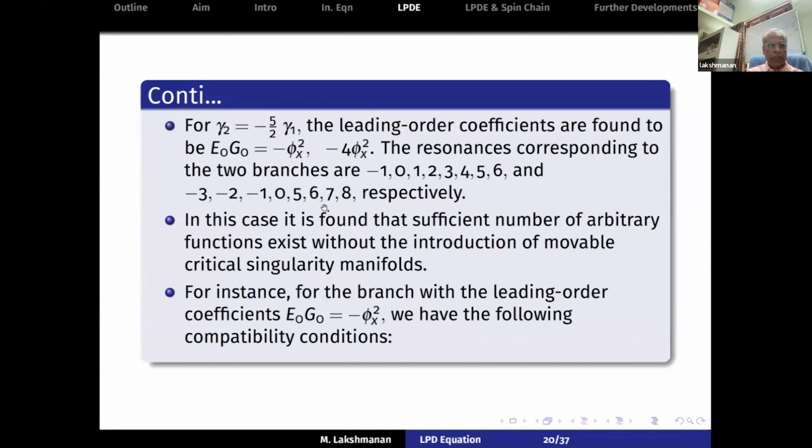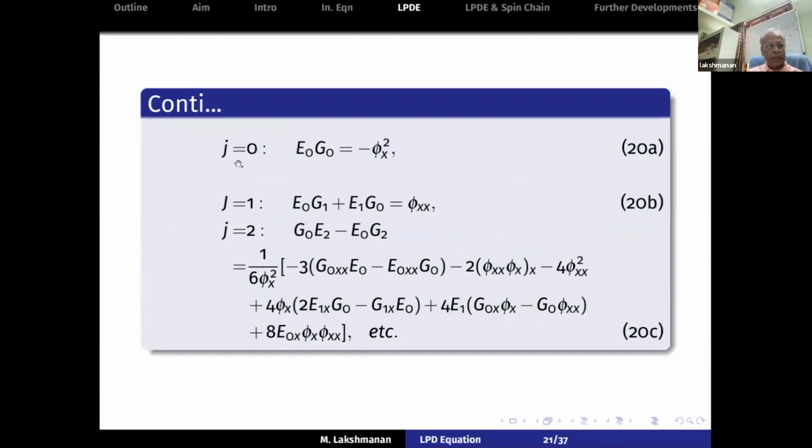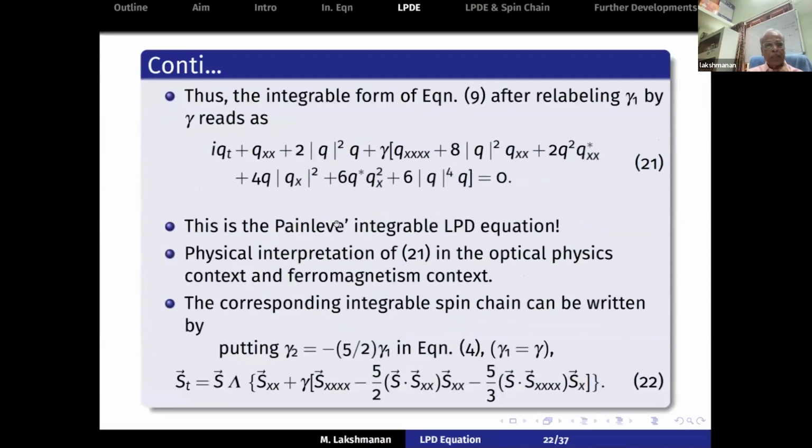There will be two sets of branches, and you identify that at these powers, arbitrary functions do arise. In fact, you can check that at j equal to 0, you have E0, G0 equal to minus 5x square. At j equal to 1, you have this, and at j equal to 2, you have this, and you can check that a sufficient number of arbitrary functions arise. And as a consequence, you identify the Painleve integrable form of the evolution equation at the next order correction for the spin chain as this form: iQ_t plus Q_xx plus 2 mod Q square Q equal to gamma times fourth derivative terms.